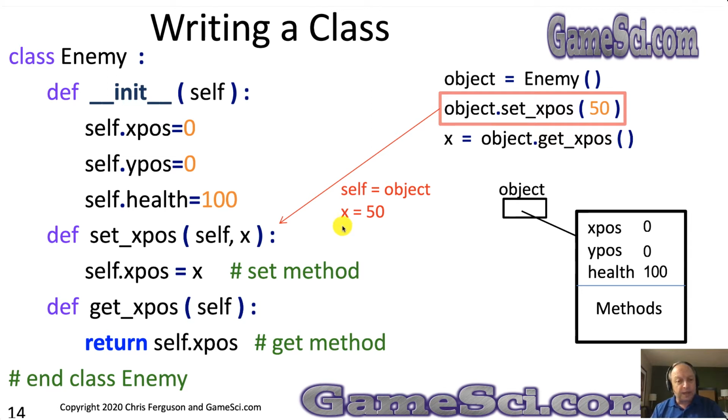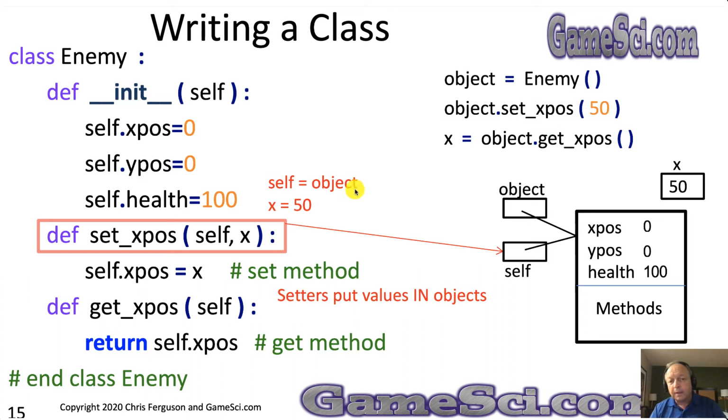Does everyone see that? When we invoke a method, self automatically gets set. Arguments get set to the parameters. This is a very important point. Self equals object, X equals 50. When you start executing this method, self will be pointing to the same object as the reference used to call the method. At this point, self.xPosition and object.xPosition are the exact same thing.